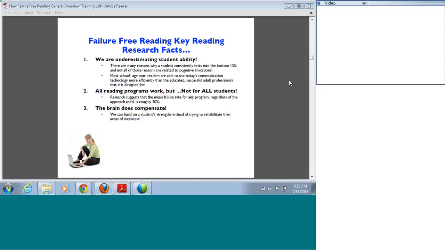Number two, all reading programs work, but they don't work for all students. Research suggests that the mean failure rate for any program, regardless of the approach used, is roughly 30%. And then lastly, the brain does compensate. We can build on a student's strengths instead of trying to rehabilitate their areas of weakness.